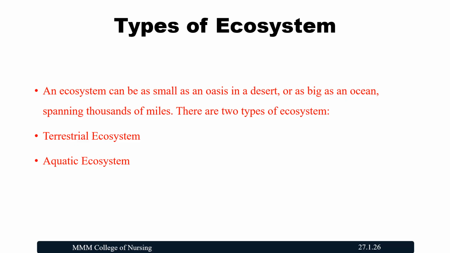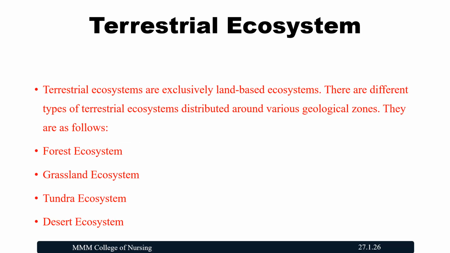Types of ecosystem. An ecosystem can be as small as an oasis in a desert or as big as an ocean spanning thousands of miles. There are two types of ecosystem: terrestrial ecosystem and aquatic ecosystem. First, we will discuss about terrestrial ecosystem.